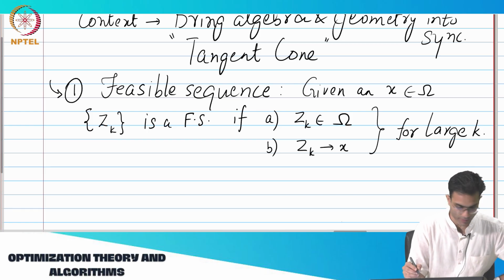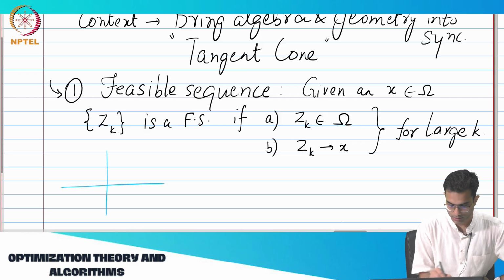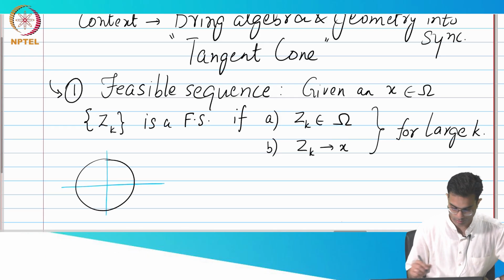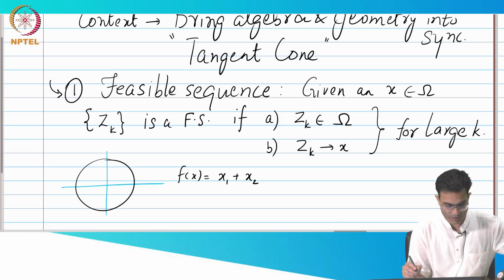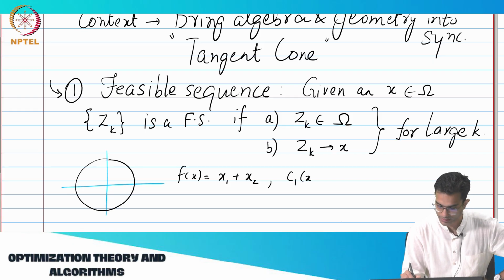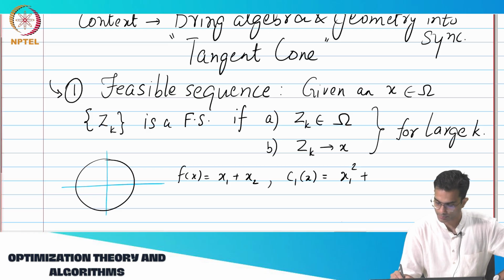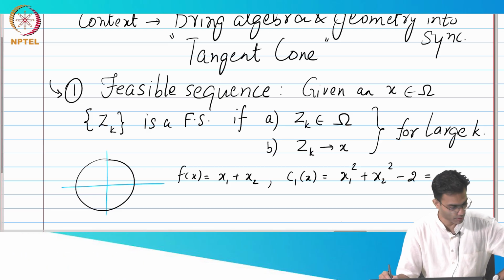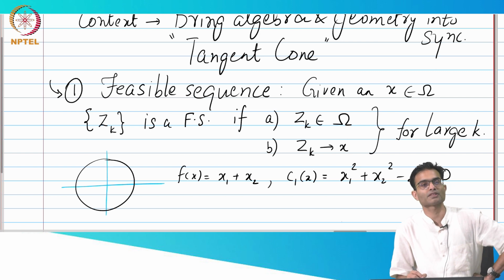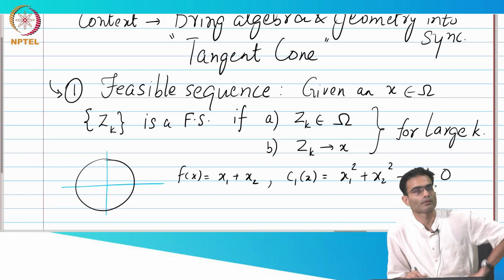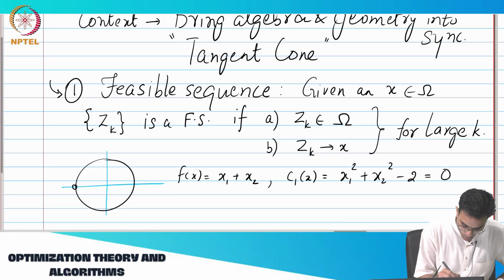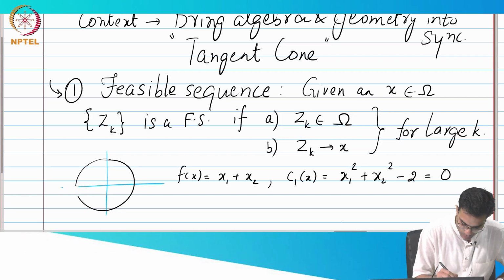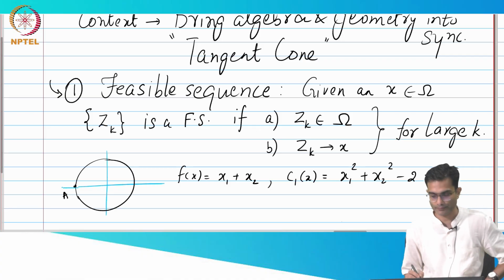Okay, so let's look back at our example that we were discussing yesterday. This is my same example which we have been using, objective function is x1 plus x2, and I had a constraint c1 which was an equality constraint, x1 squared plus x2 squared minus 2 equal to 0, right. So what is the feasible set in this case? Boundary of the circle, okay. So let's take this point over here.